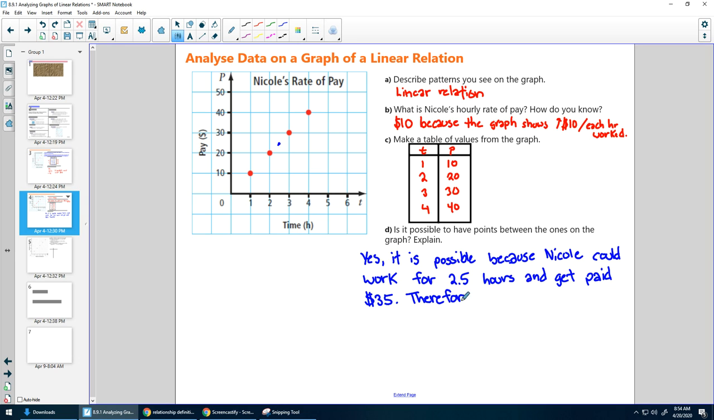Therefore, the point would be between (2, 20) and (3, 30) on the graph.